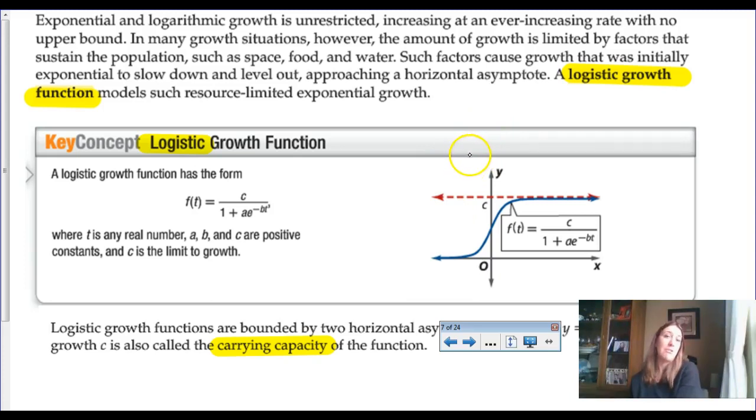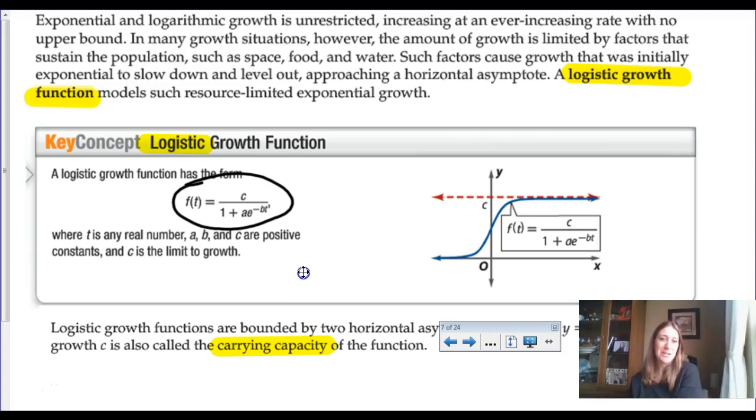and basically level out and approach somewhat of a horizontal asymptote, which would make sense if you think about a very crowded city. At some point, there's just no space and you're not going to be able to grow anymore. So the logistic growth formula is provided to you here. The t is any real number for time, and then a, b, and c are going to be positive constants, and then c is going to be the limit to growth.